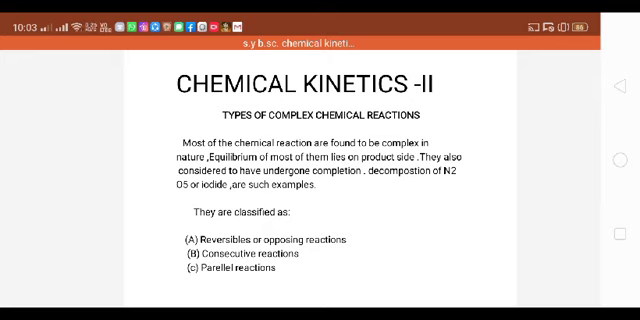So shall we start? At the beginning, all of you learn types of complex chemical reaction. Most of the chemical reactions are found to be complex in nature. Equilibrium of most of them lies on the product side. They are also considered to have undergone completion. Decomposition of N2O5 or iodide are such examples. They are classified as first, A, reversible or opposing reaction; second, B, consecutive reaction; and third, parallel reaction.